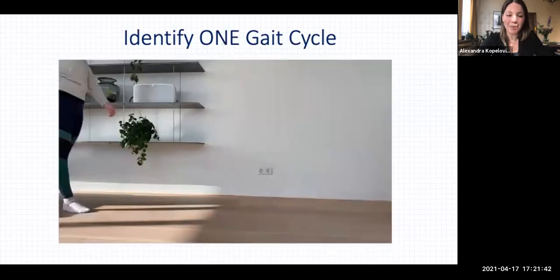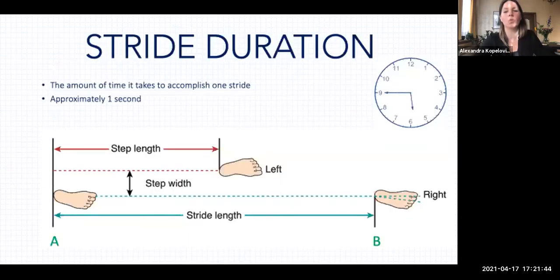Okay, so let's begin with our first variable, which is stride duration. So just to begin, stride is actually synonymous with the gait cycle. Whenever you hear stride, whether it's for walking or running, stride is synonymous with the gait cycle. And you already know the definition of the gait cycle. You know the gait cycle begins with the heel contact of one foot to the heel contact of the same foot. So stride is the amount of time it takes.